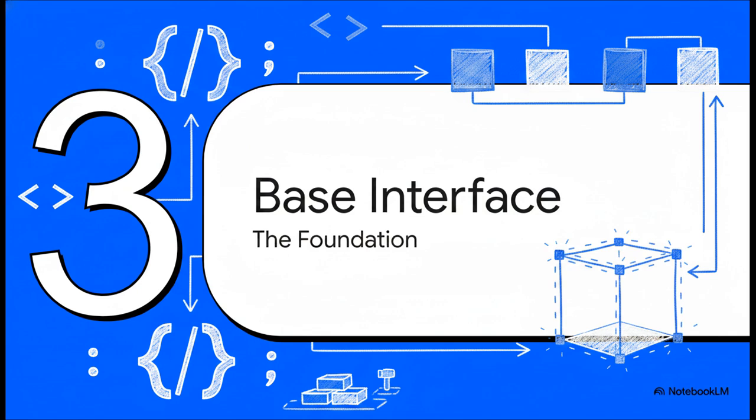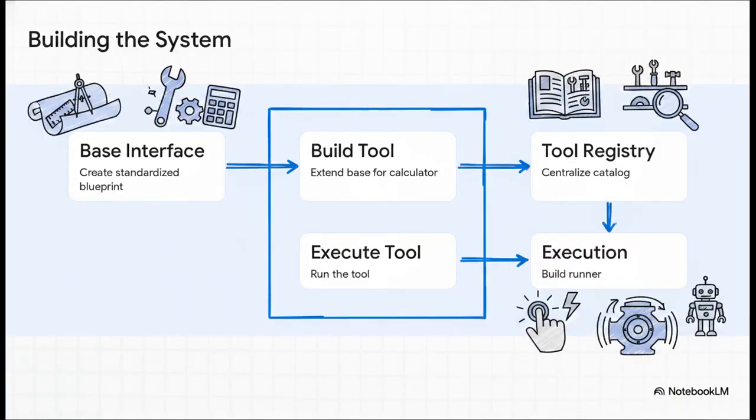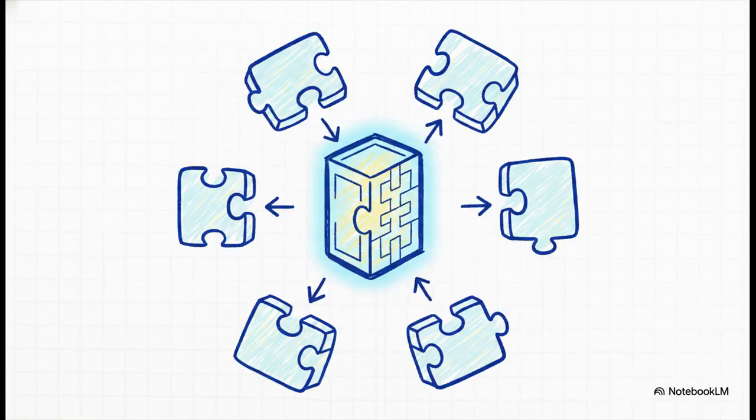Okay, Section 3, building the base interface. This is where we lay down the foundation. With that vital theory out of the way, let's jump directly into the code and actually start building our framework. We're going to follow these 5 sequential steps to construct a simple, highly practical tool system. We'll start by defining the rules, then build a specific tool, catalog it, create an engine to run it, and finally, test the execution.